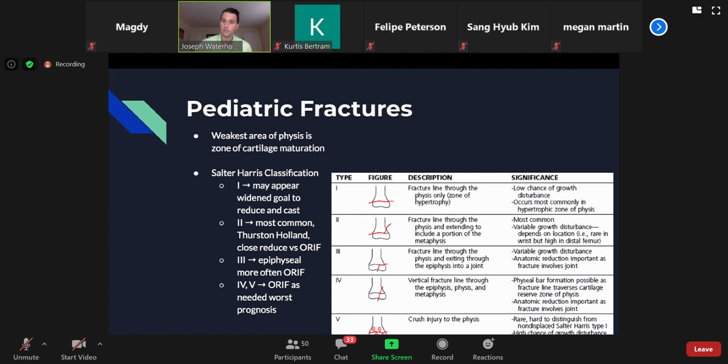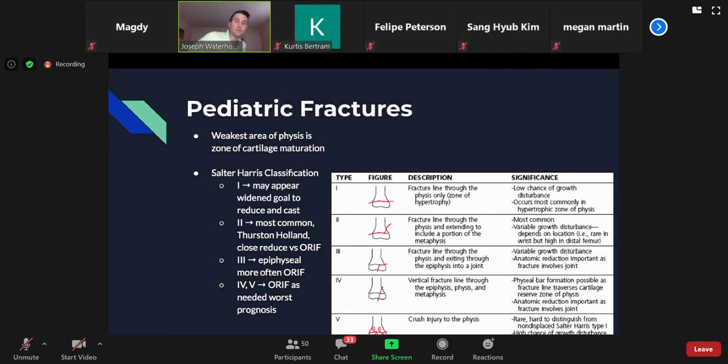But most of these do well, right? So they probably didn't disturb the growth plate too much. You're just going to reduce them if needed and cast them. Type 2 is the most common, and that's when you have your metaphyseal fracture, and you can either close reduce that. If it's significantly gigantic, then yes, that might warrant an open reduction. But most of these can probably be gotten away with just close reducing and casting.